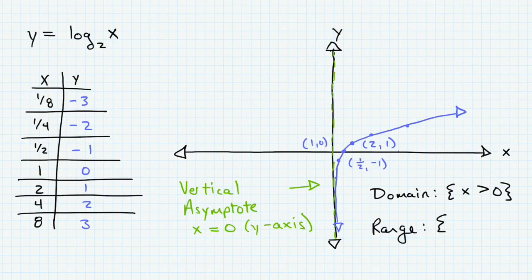Those three points are always what it is. It's always going to go through (1, 0), no matter what the base is. Then (2, 1), so it's always the base and then 1, and then the reciprocal and -1. Those are always three key points. The domain of this log is x is greater than 0. The range of every single log that we graph will always be y is all real numbers.